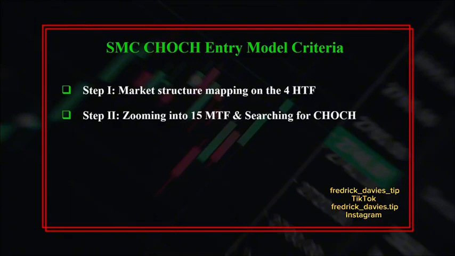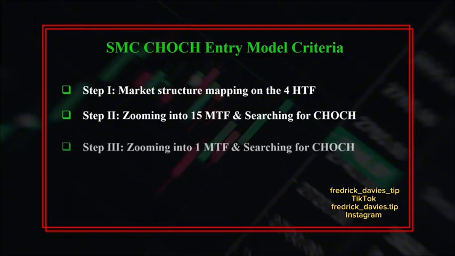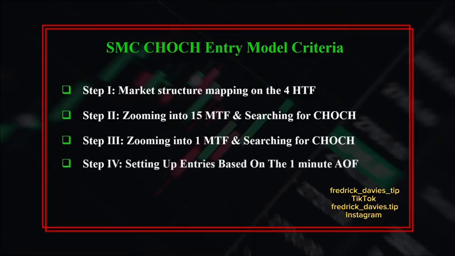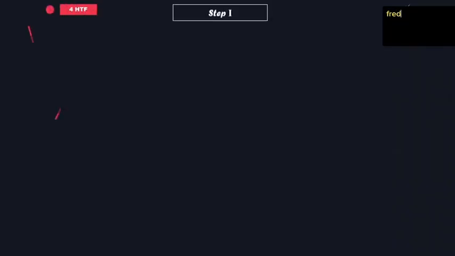If the price forms a 15-minute time frame change of character pattern, we proceed to the third step by zooming into the 1-minute time frame, searching for any signs of a change of character. After fulfilling all the mentioned criteria, we should now proceed to the last step, setting up an entry on the 1-minute time frame. Now that we have a general outline of the core steps involved in the change of character trading strategy, let's delve into the details of each step, starting with the first one.